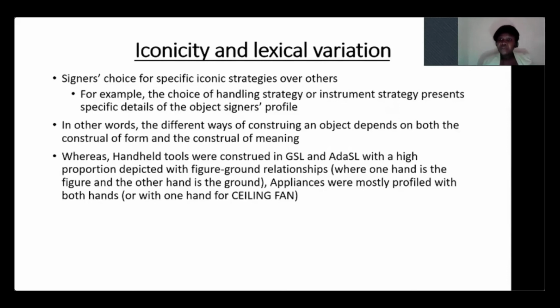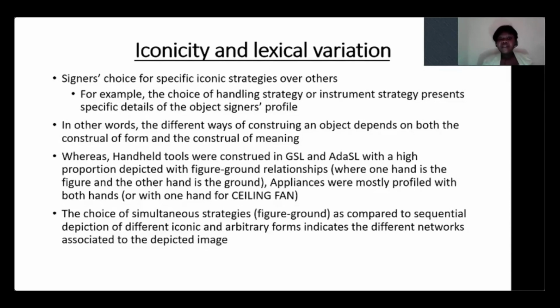Whereas handheld tools had a high proportion depicted with figure grounds, so you could have key, cap, or scissors, appliances were mostly profiled with both hands or with one hand. And if both hands were used, they were doing the same thing. So cold for fridge, hand instruments for fan or ceiling fan. There was hardly two hands performing different things. So the choice of a simultaneous strategy like key, cap, scissor, as compared to sequential strategies such as hospital syringe, and the different iconic and arbitrary forms that were used also shows a different network of associations that are connected to a depicted image. So, for example, fridge was mostly construed by Ghanaian Sign Language signers as cold and trace.